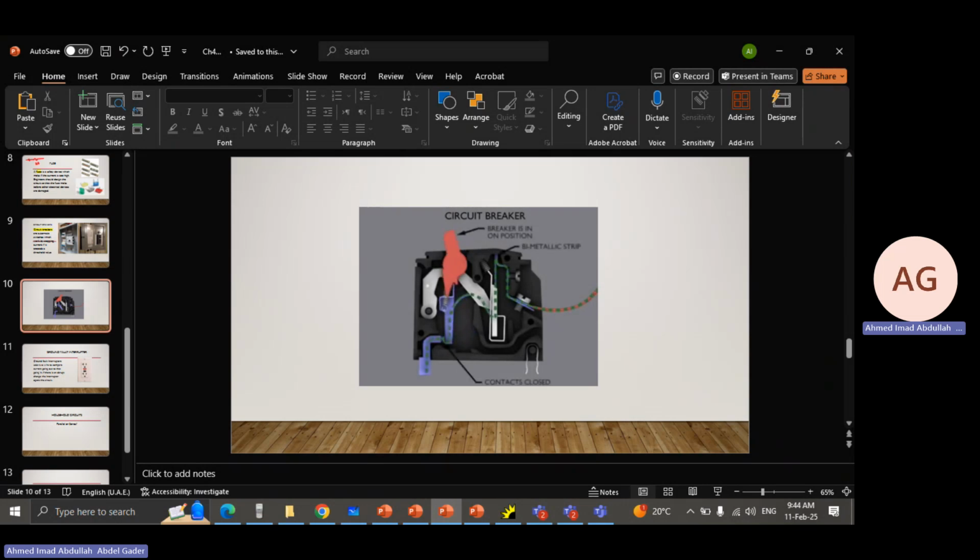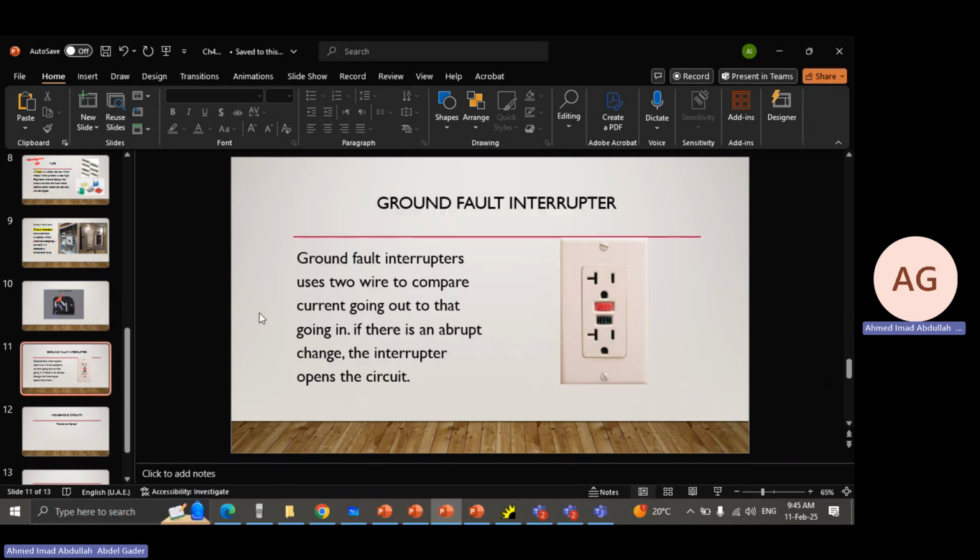So here we have a circuit breaker connected, and if the current exceeds a certain value, the circuit breaker opens the circuit. All you have to do is operate this switch, and the circuit closes.